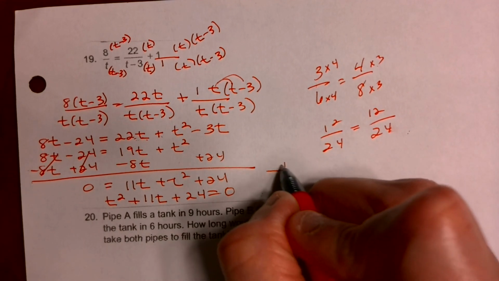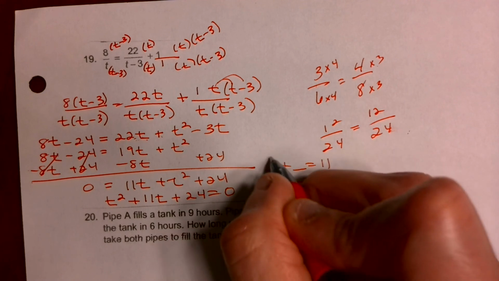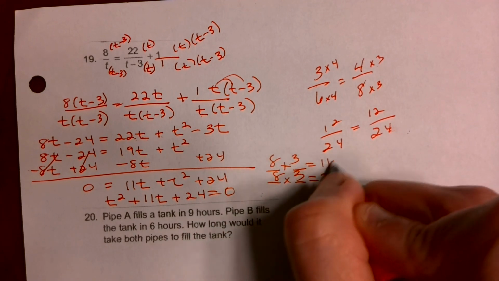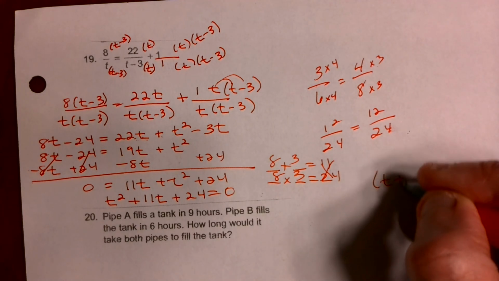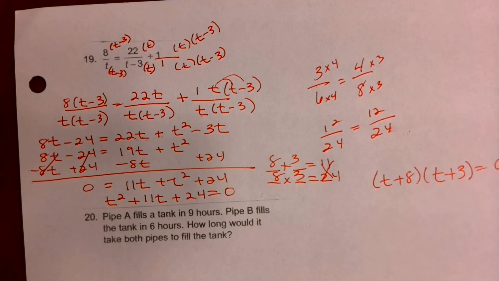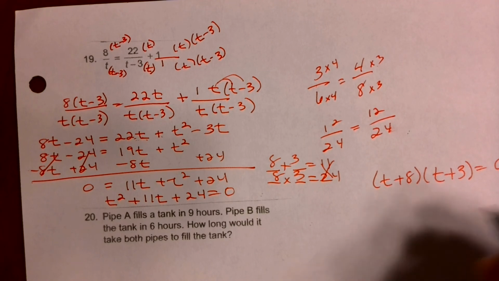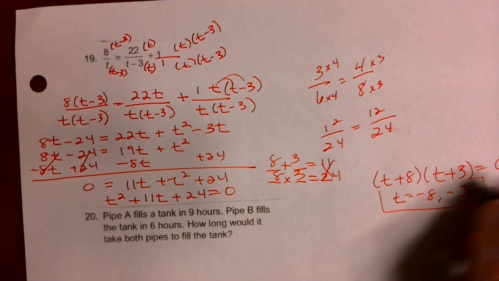Do we know two numbers that add to give us an 11 and multiply to give us 24? Yes, 8 and 3. So I have t plus 8 times t plus 3 equals 0. What does that tell you? T can be a negative 8 or a negative 3. There's your answer.